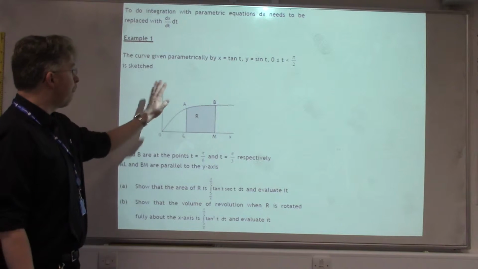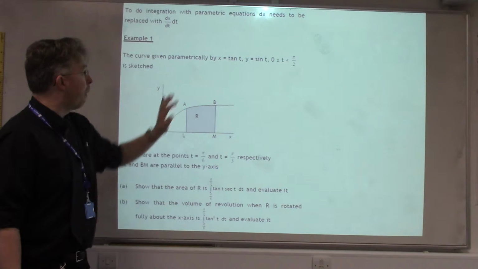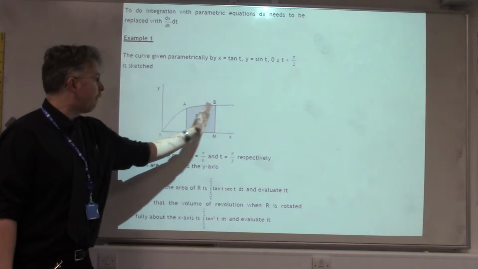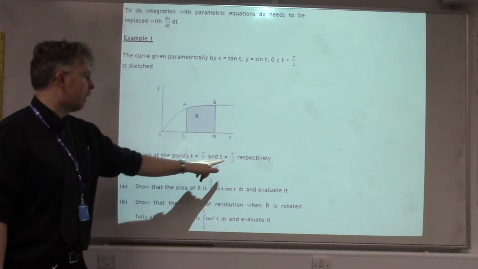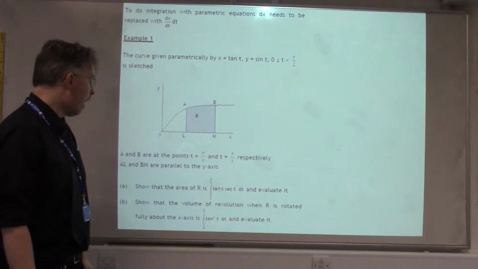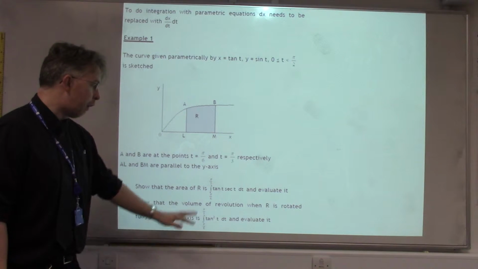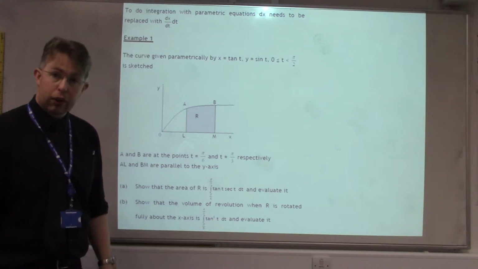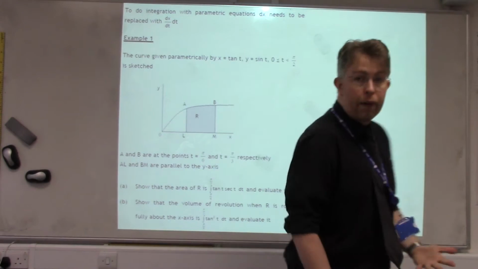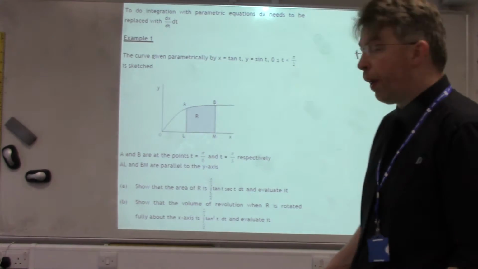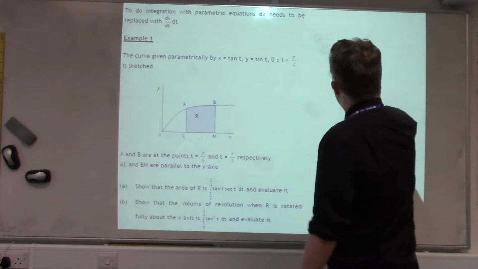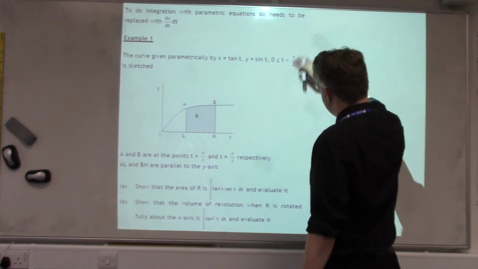So here we have an example where we've got a curve given parametrically by x equals tan t, y equals sine t. We've got an area defined between t equals pi over 6 and t equals pi over 3, and we want to find the area and the volume. We're told what the integral should look like, but we also need to evaluate it. So we've got to show that question so we know where we're heading to, and then after that, we'll know we've got it right that far.